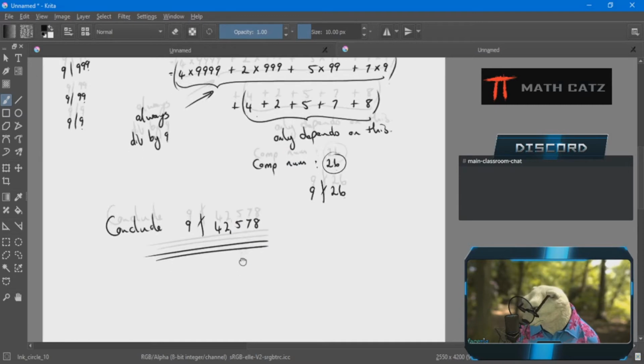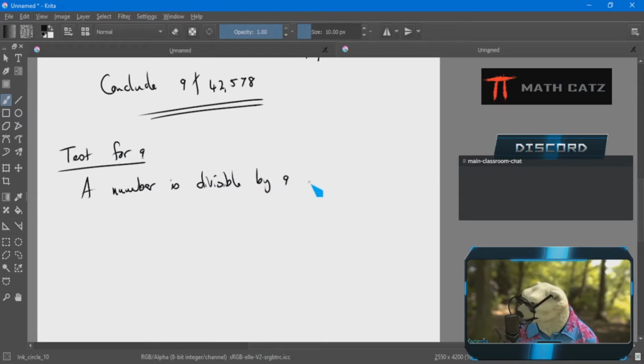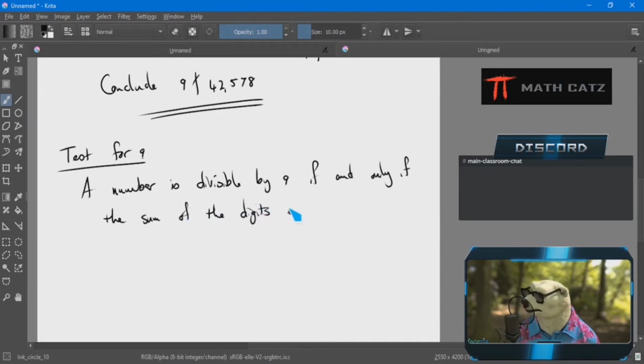So let's write that down. So it's my divisibility test for 9. A number is divisible by 9 if and only if the sum of the digits is divisible by 9. So exactly the same phrasing, but it is in relation to 9, not 3.